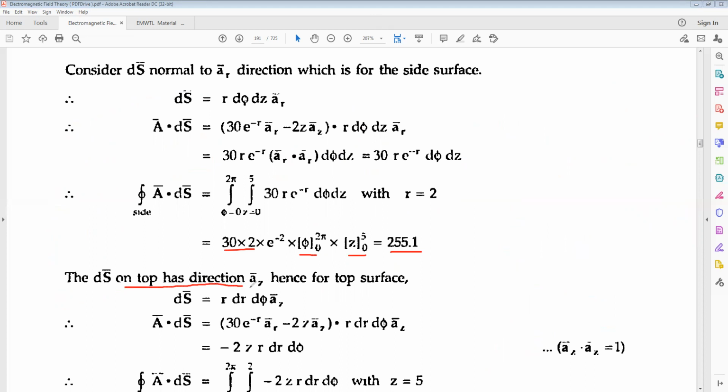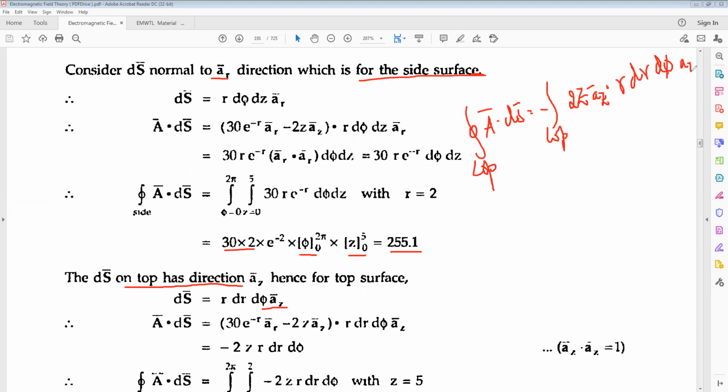And ds bar on top has the direction A z bar. Okay. Normal for the side surface is A r bar, and now the top surface is z. So now I can apply the same thing. A bar dot ds bar is equal to the z component we have. That z component is given, the integral over the top, minus 2z A z bar dot r dr d phi A z bar.